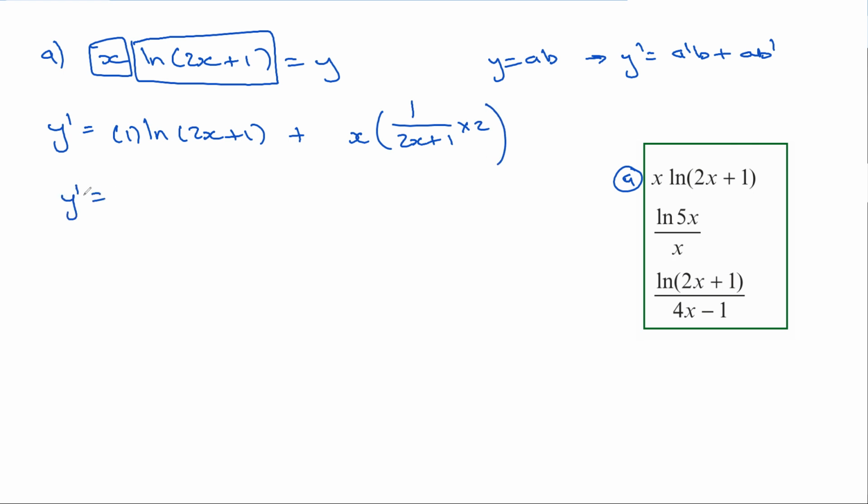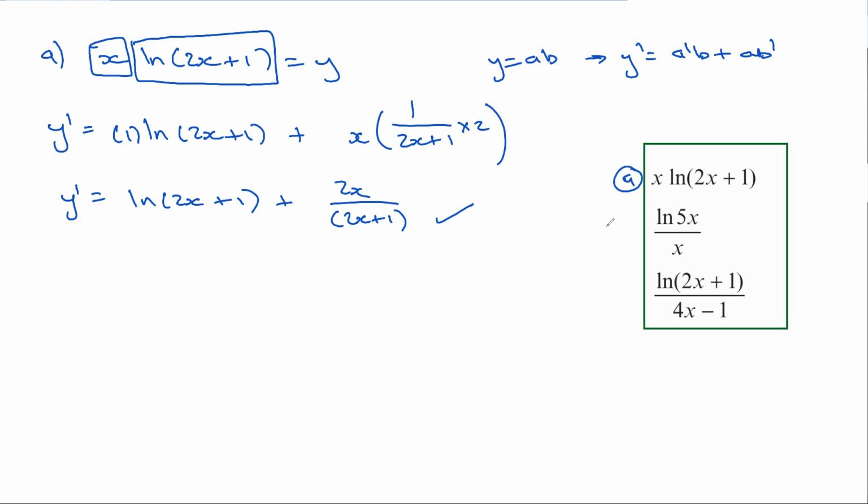The derivative of this will be ln(2x plus 1) plus 2x divided by 2x plus 1. Okay. We could then find a common denominator, or we could just stop there as well.